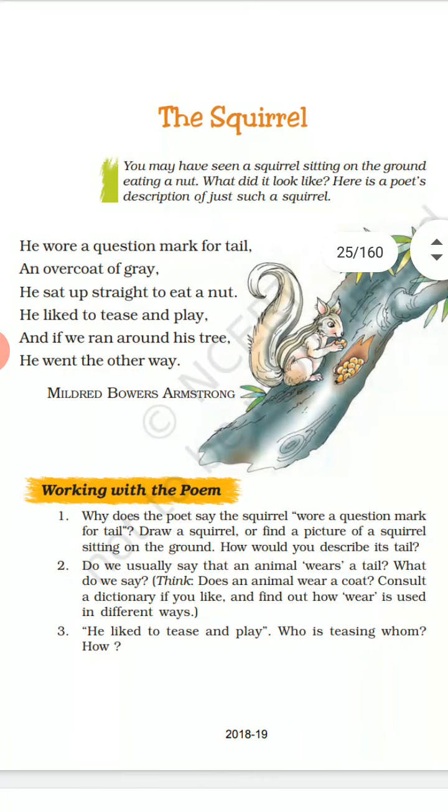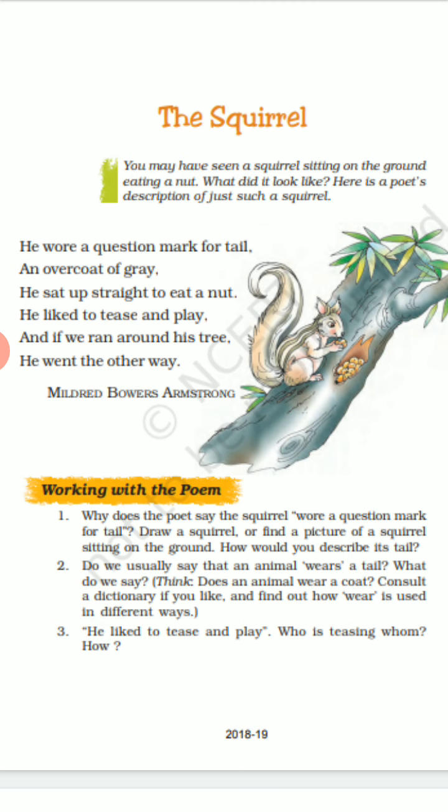In this poem, the poet Mildred Bowers Armstrong describes a squirrel. The poet also talks about the appearance and movements of a squirrel and how she was attracted by its playfulness and swift movements. Now you see in your textbook, page number 17, The Squirrel, written by Mildred Bowers Armstrong.